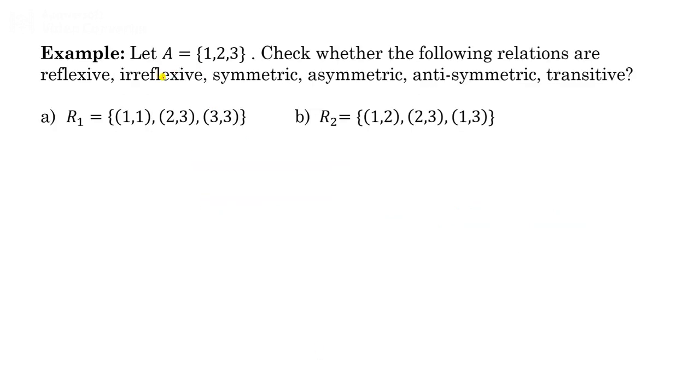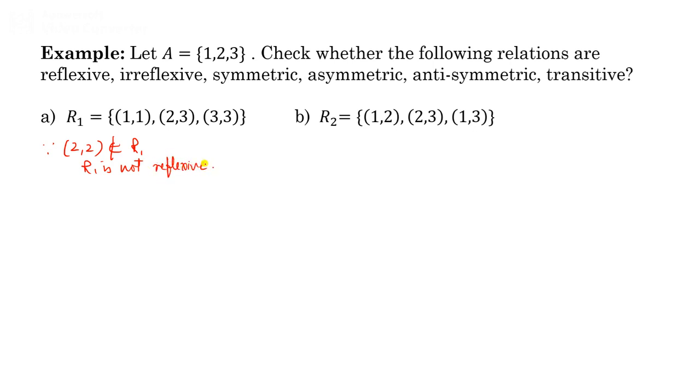Now we'll take one example. Let A equal to {1, 2, 3}, and we have to check whether these two relations are reflexive, irreflexive, symmetric, and so on. So we start with R1. First we check for reflexive. Now look at this. For reflexive, for each x belonging to A, (x,x) should be there. (1,1) is there, but (2,2) is not there. (3,3) is there, but (2,2) is not there. That's why this relation is not reflexive. So you can write, since (2,2) does not belong to R1, R1 is not reflexive.